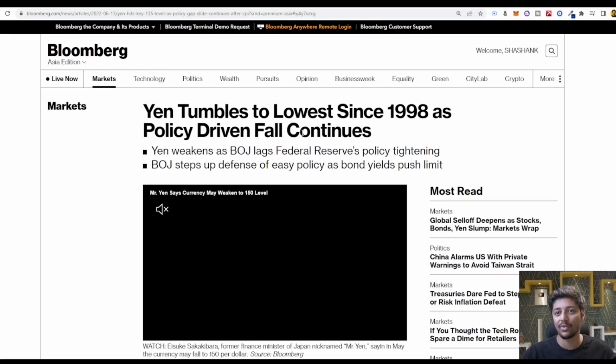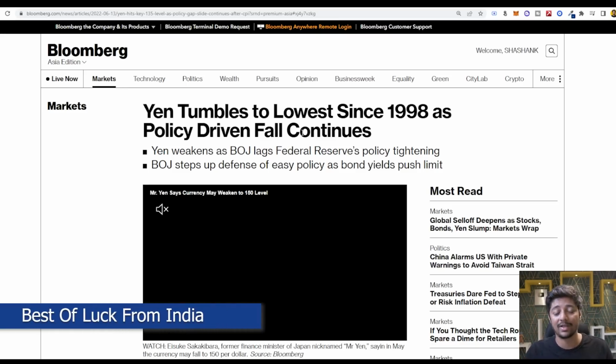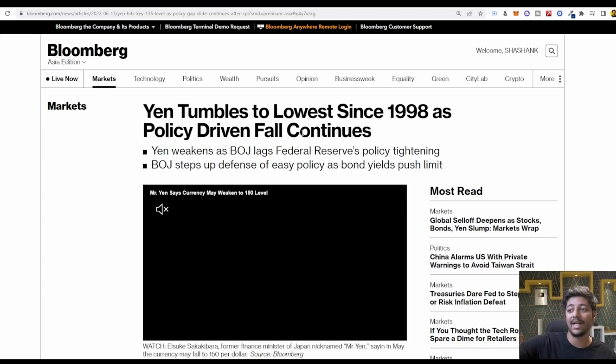Japanese yen also is going to be a big problem because their Bank of Japan did not tighten the interest rate like how we did. So in fact, for all the people who are thinking, why did India do this? We're copying the US. In fact, it's good that India is doing this because Bank of Japan didn't do that, and they are now at the lowest point, which is even worse, right?